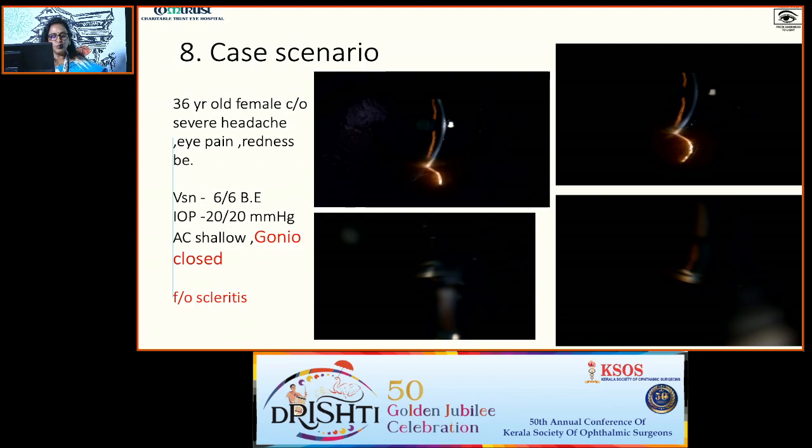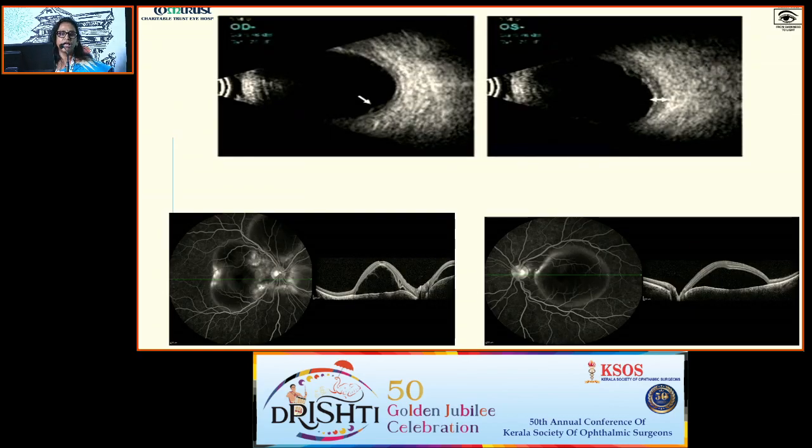Another scenario, a 36-year-old female with acute headache and pain, with closed gonioscopy. It is not always angle closure glaucoma. When you have bilateral angle closure glaucoma, do a B scan and look for RCS thickening or any exudative RDs. You can have VKH and posterior scleritis presenting as acute angle closure glaucoma.